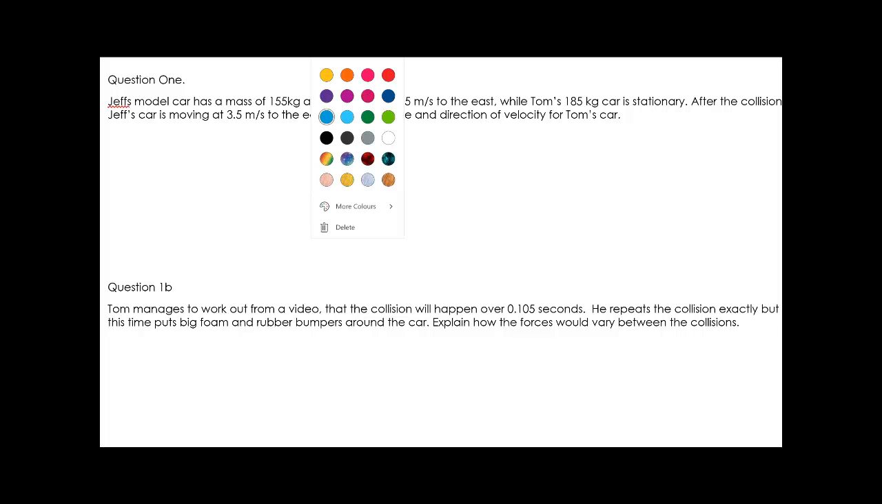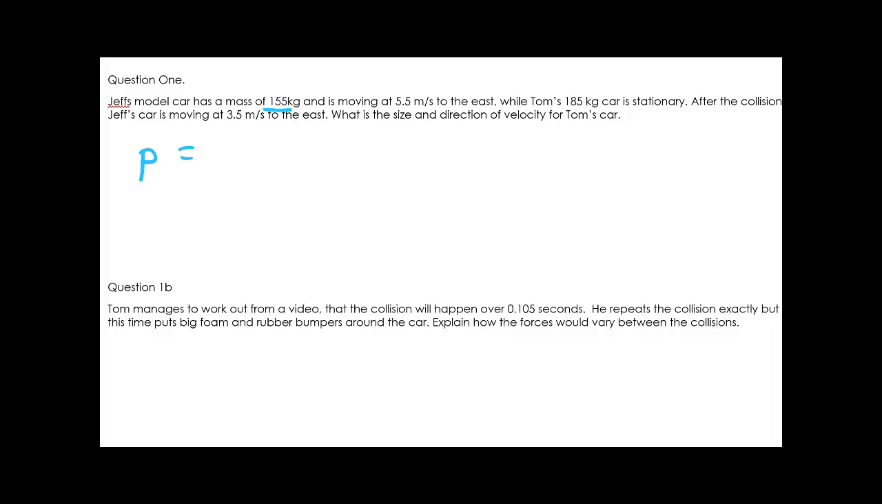Okay, now in this one the first thing we've got to do is calculate the initial momentum, which is P. So that's just simply the mass times the velocity, which is 155 kg times 5.5 meters per second, and that's going to equal 852.5 kg meters per second. Oops, that's not right. And that's a total momentum.